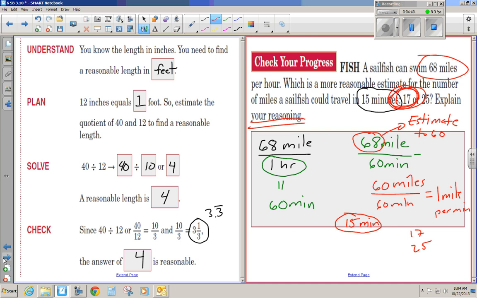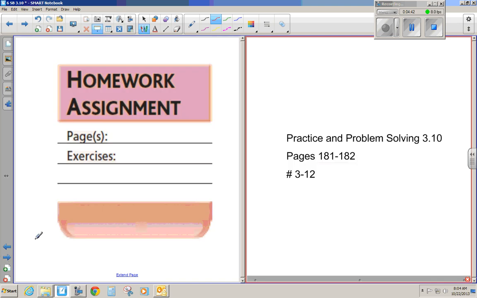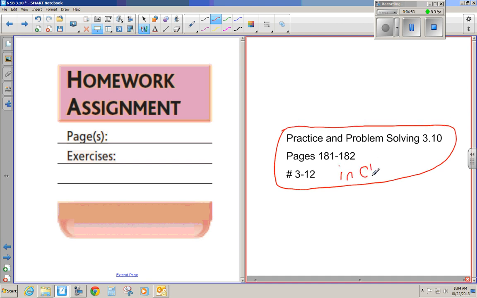And as far as your reasoning is concerned, all the work you did here is the reasoning that you need to have. All right, so this is your homework, 3 through 12. 3 through 12 is some of the problems that we're going to do in class. And I'd like you to go ahead for check your understandings, do numbers 1 and number 2. All right, good luck.